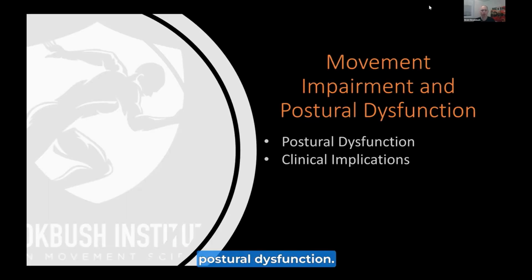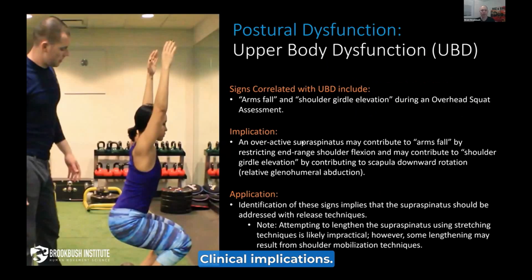All right, so movement impairment and postural dysfunction, clinical implications. Signs correlated with upper body dysfunction: arms fall and shoulder girdle elevation during an overhead squat assessment. Now, for those of you who don't know what the overhead squat assessment is, please take those courses. This is kind of our top tier assessment, the thing we start with, and there's good reason to start with that assessment. It's a great general assessment to get an overall view of what's happening with the human movement system.